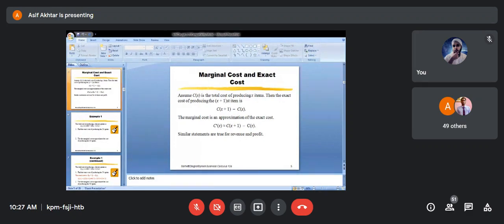Now let me elaborate this point with the help of an example. Let me elaborate this point, which is put in front of you in the form of an equation, with the help of a numerical question, and that will help you to further understand this.